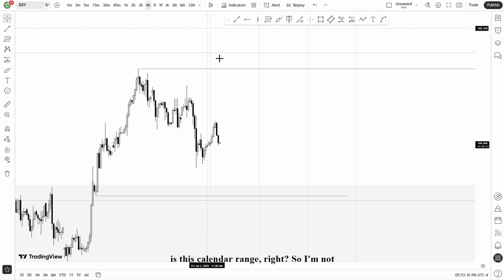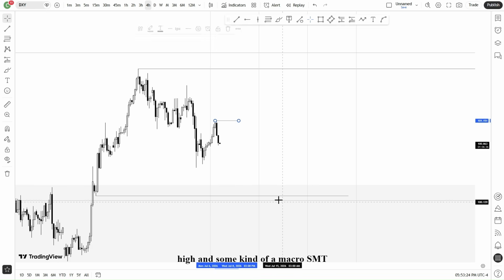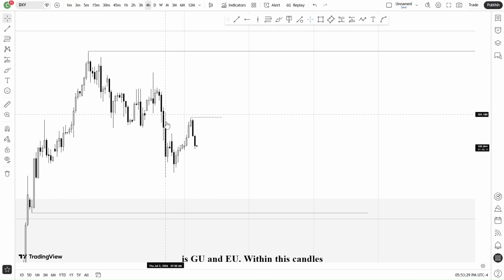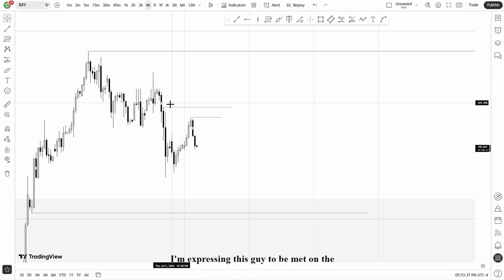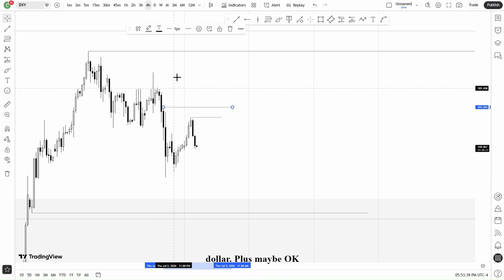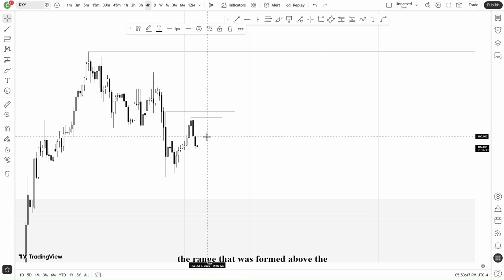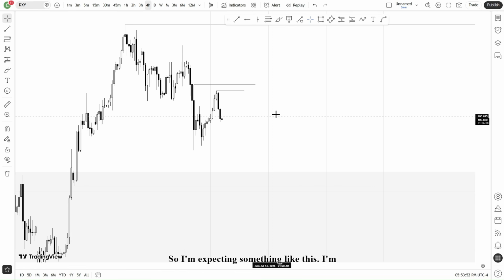So I'm not expecting this high to hold. I'm expecting a turtle soup again above this high and some kind of a macro SMC between negatively correlated pairs, which is GU and EU, within this candle's range. So I'm expecting this candle's range to be met within a daily order block. If you go here, you see a daily order block there. So I'm expecting this to be met on the dollar, plus maybe this FVG we can still meet before we start selling. So this is the range that was formed above the opening price of the daily, right? So I'm expecting something like this.